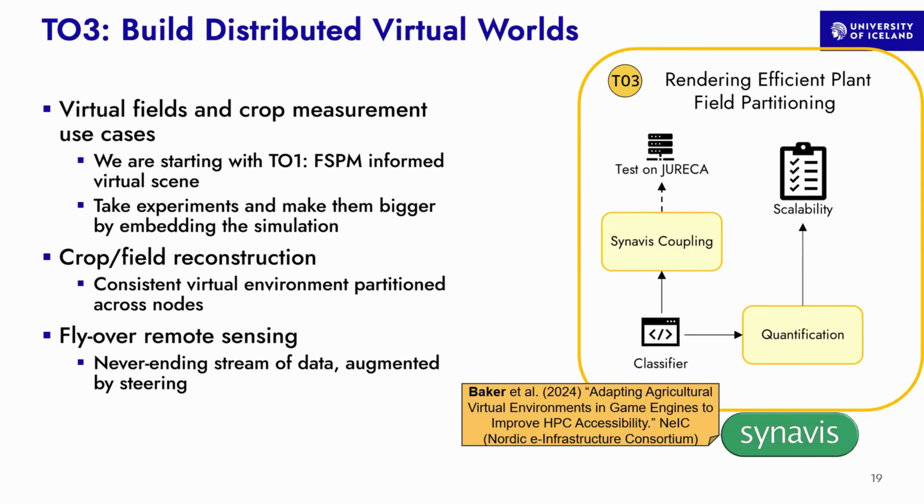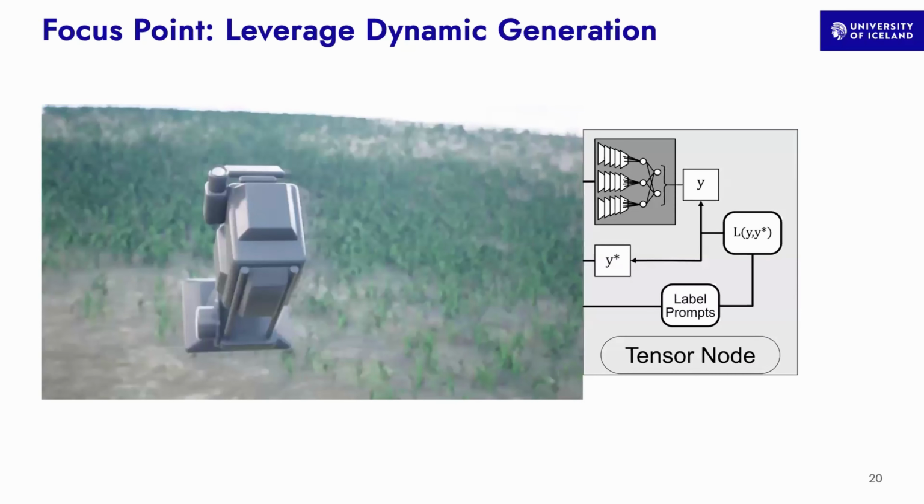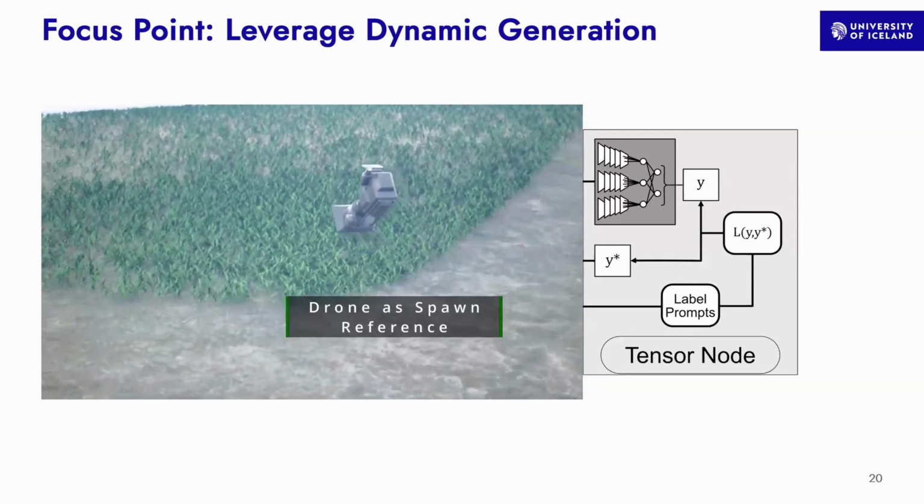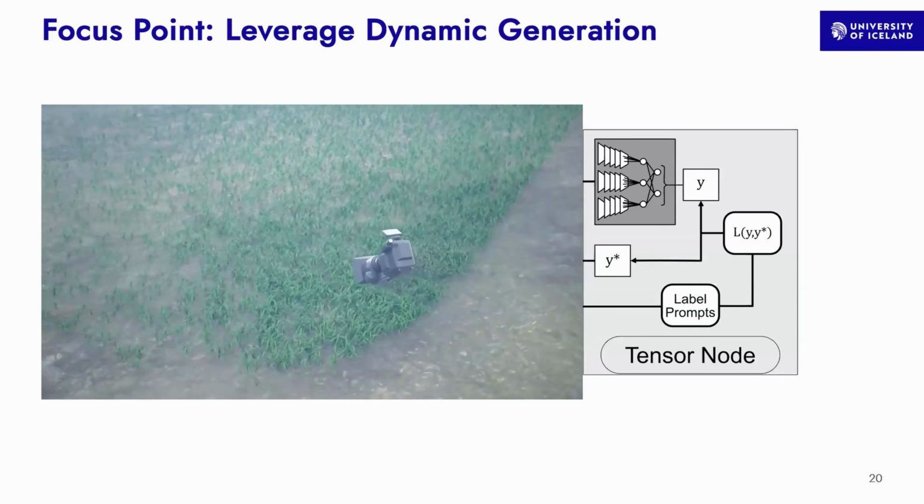The two use cases that I specifically focused on, also in collaboration with plant scientists, are crop or field reconstruction and this idea of flyover remote sensing. Here we might focus on the second part first to showcase a little bit what the actual idea is. There is an idea in machine learning that is called active learning. It has uses in different domains and different subjects.